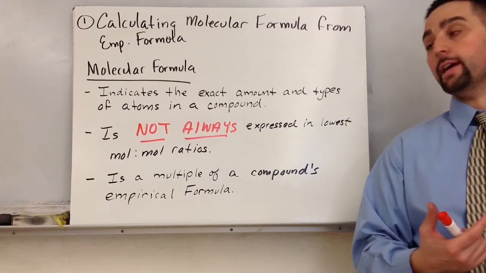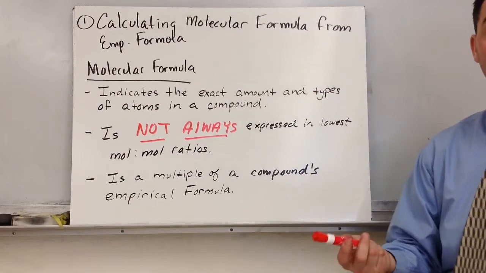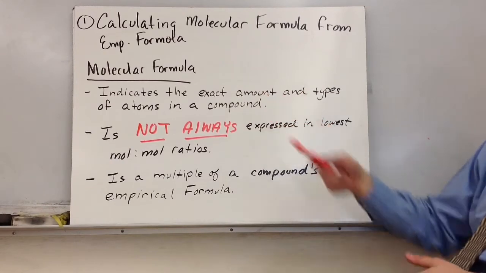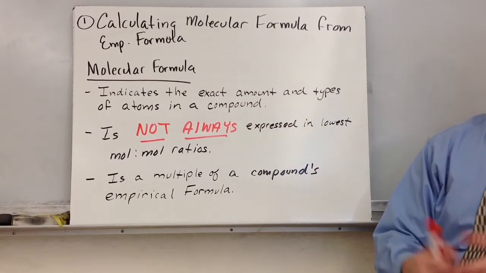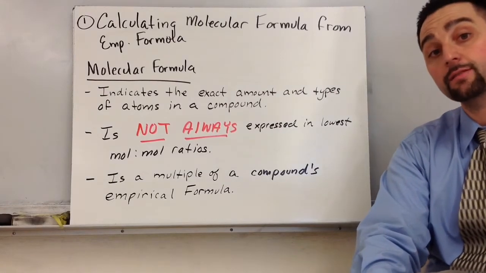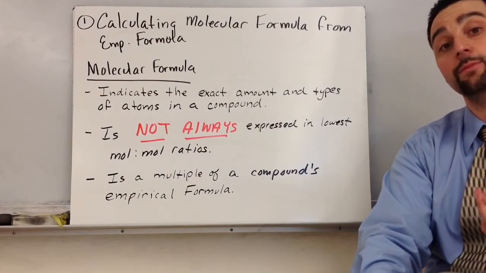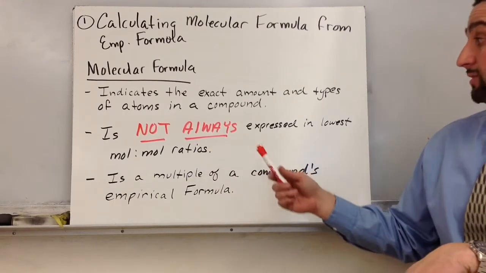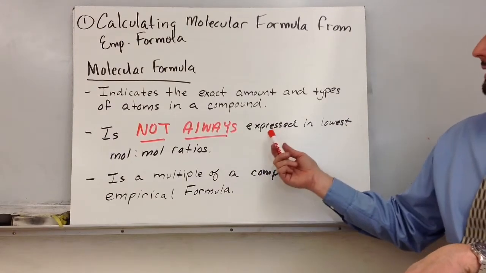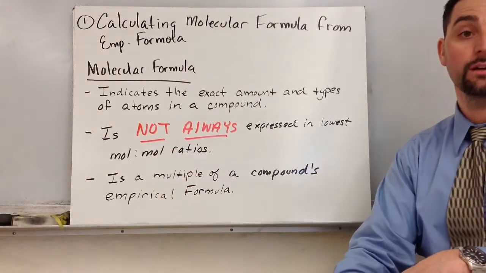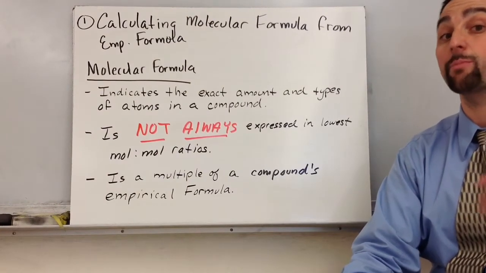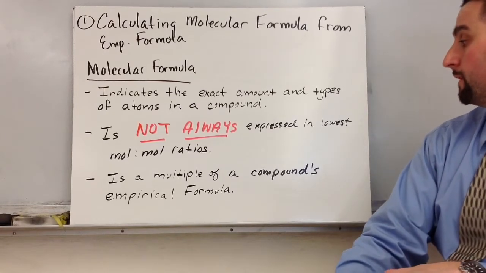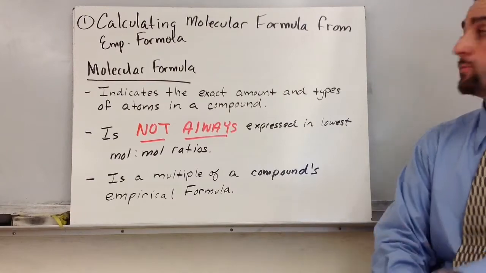So looking at some of the notes today, we're going to calculate molecular formula from empirical formula, and just a couple of side notes about what the molecular formula is. The molecular formula is going to indicate the types and specific number of atoms that make up a chemical substance. It's usually not expressed in lowest mole-to-mole ratios. In other words, molecular formulas are almost never empirical formulas. Sometimes they are, but in many instances they're not. They're multiples of the empirical. All right, so we're going to take a look at some of these today.